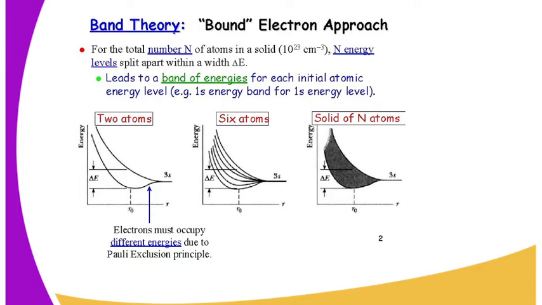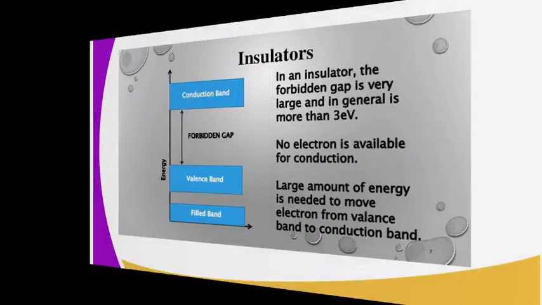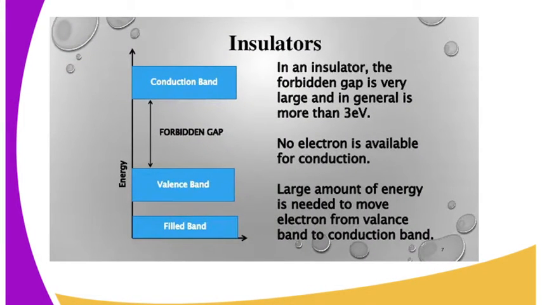The outermost energy levels containing valence electrons split more easily into many bands than the inner levels. The most important bands in electronics are the valence and conduction bands, which contain valence and conduction electrons respectively. We have insulators.